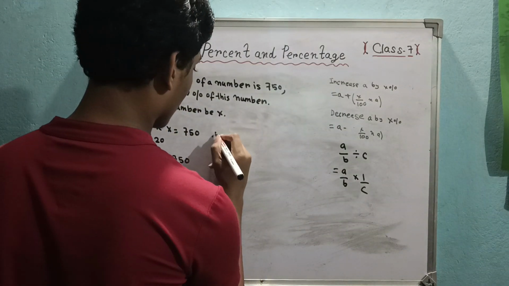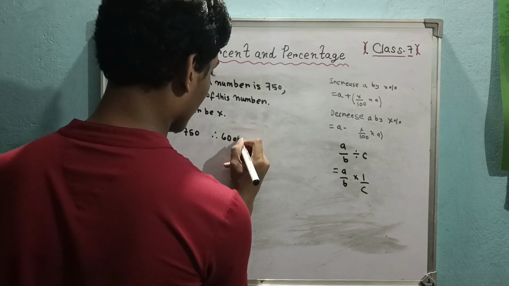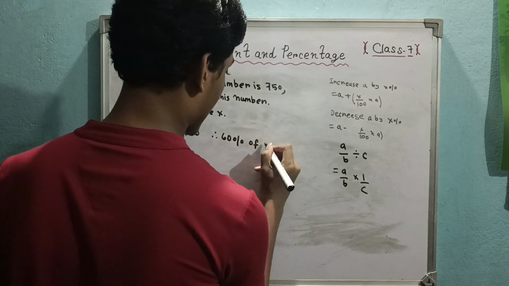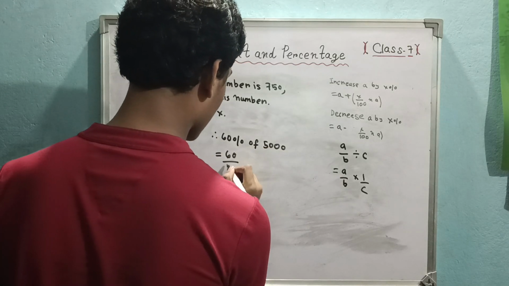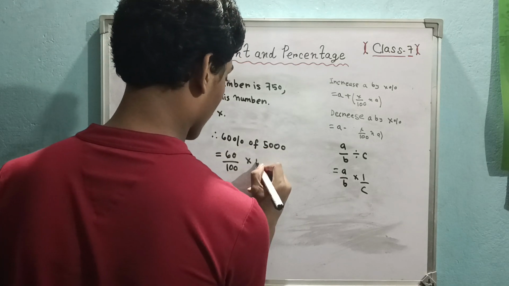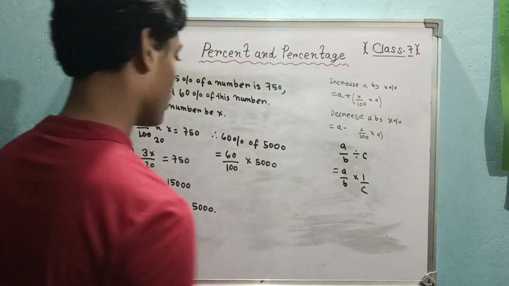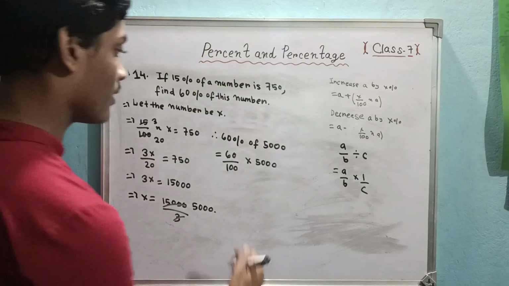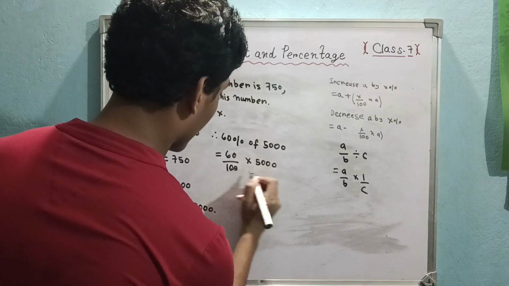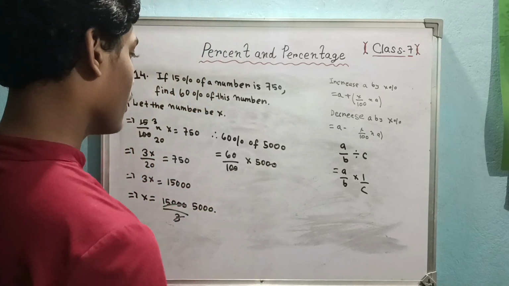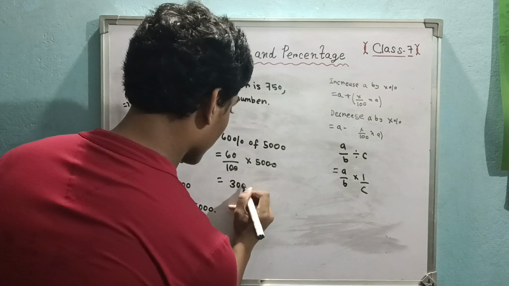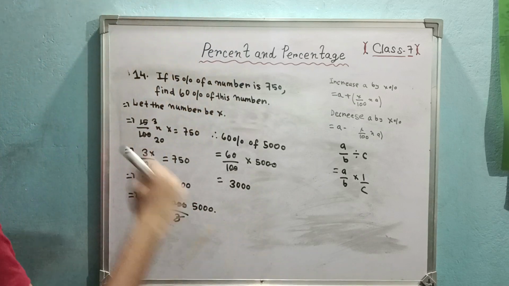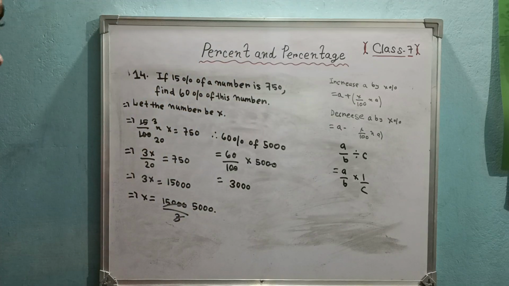Therefore, 60% of 5,000 should be 60 by 100, of means multiplied, 5,000. Done. We are at the end now. Let's just simplify. 2 zeros get cancelled out. 6 times 50, it is 3000. So this is the answer.